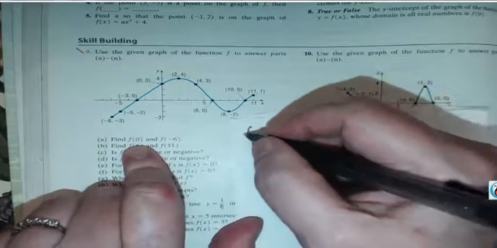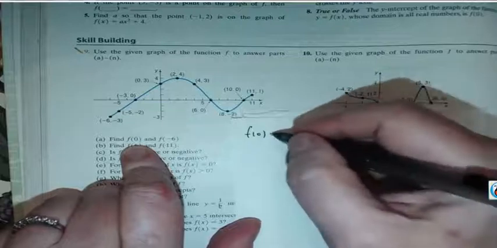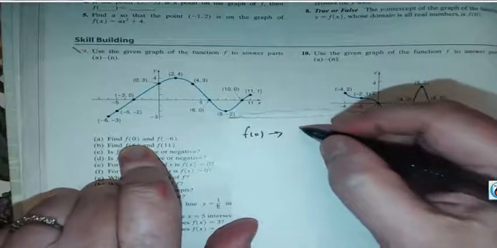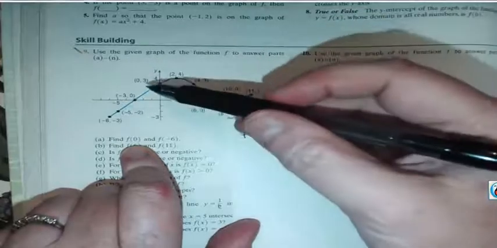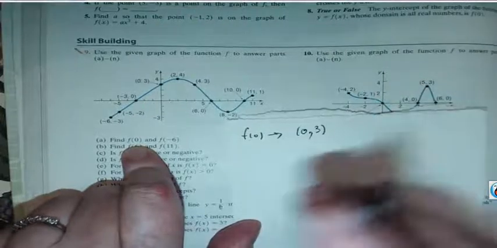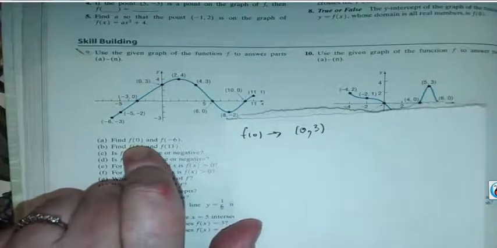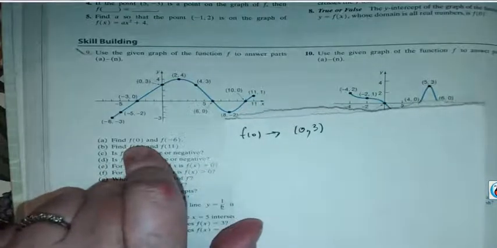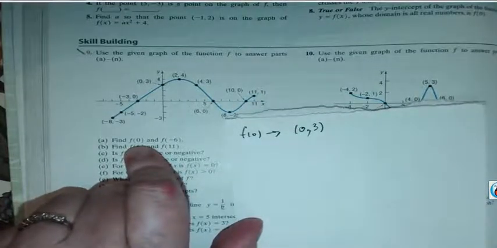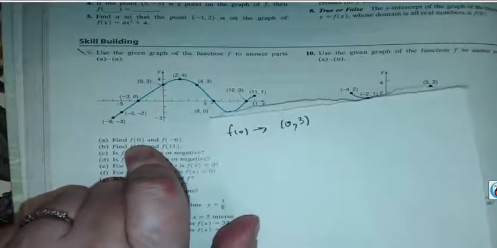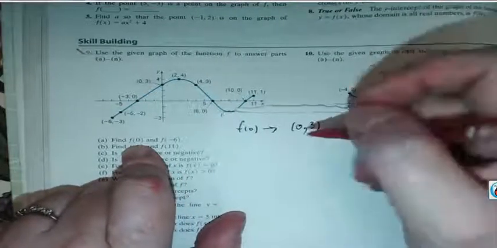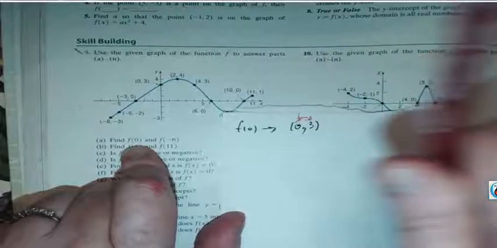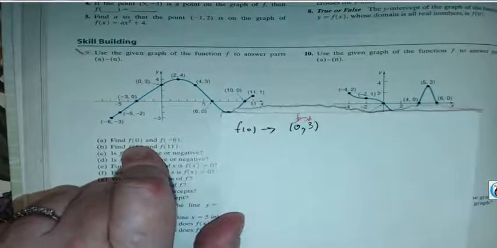Find f of 0 and f of negative 6. So for f of 0, you find the point whose x-coordinate is 0. And I can clearly see that the point 0, 3 is on the graph. And so what does f do? Well, f takes the x-coordinate and maps it into the y-coordinate. So f evaluated at 0 is equal to 3.